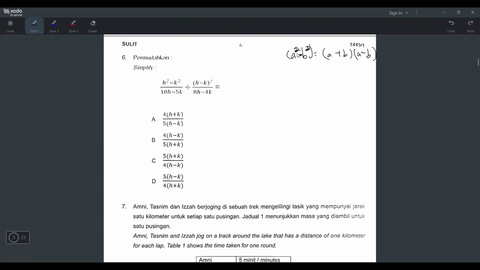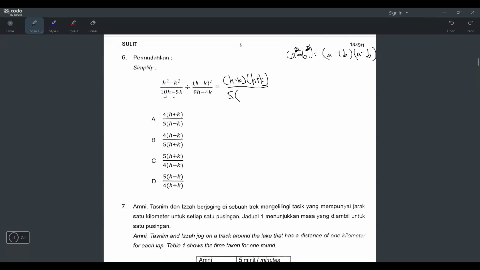And make sure they both have square. Then only can you do it like this, right? So this h squared minus k squared can factorize into h minus k, h plus k, right? Because simplify means whatever can be factorized, you factorize, right? Same with this, 10h minus 5k. You can factorize also, but not the same factorization you did earlier. This factorizing is you can pull out the 5. Because 10 and 5, the highest common factor here is 5. They both can divide by 5. So you factor out the 5.